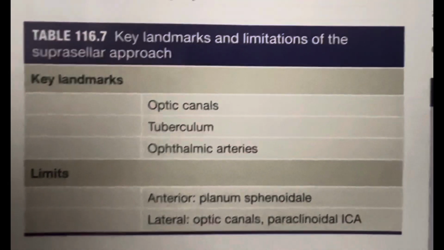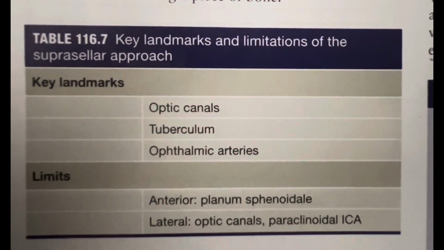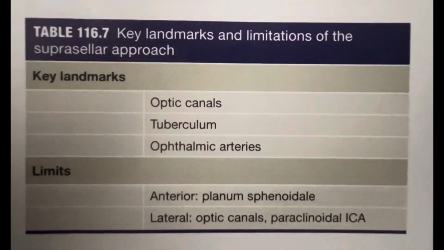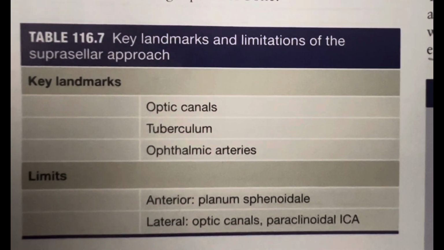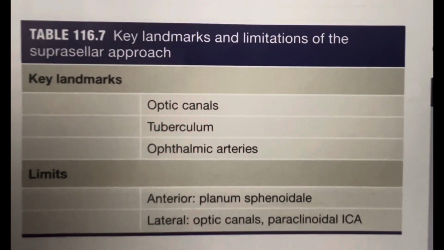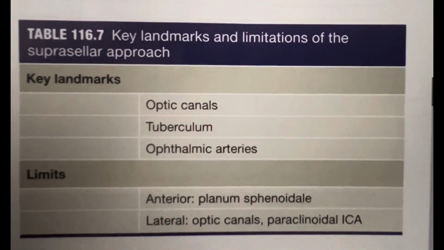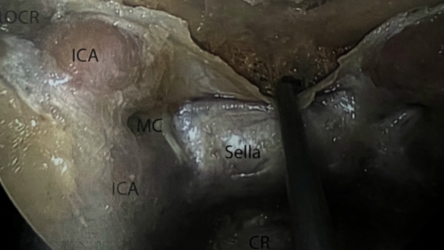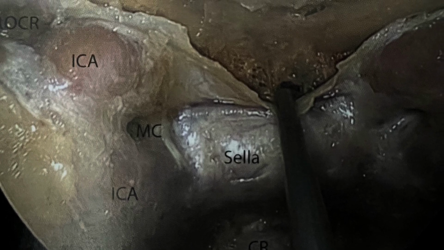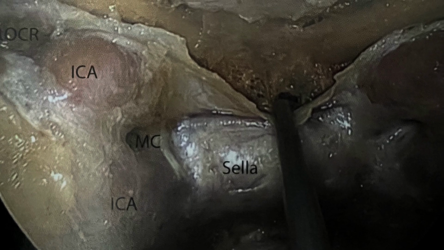The suprasellar approach is combined with transsellar and transplanum approaches to gain access to suprasellar pathology. The most common indications include pituitary macroadenoma with suprasellar extension, craniopharyngioma, and meningioma. It is bounded anteriorly by the optic chiasm and posteriorly by the pituitary stalk or membrane of Liliequist, and limits will be anteriorly the planum sphenoidale, and laterally the optic canal and paraclinoid ICA.